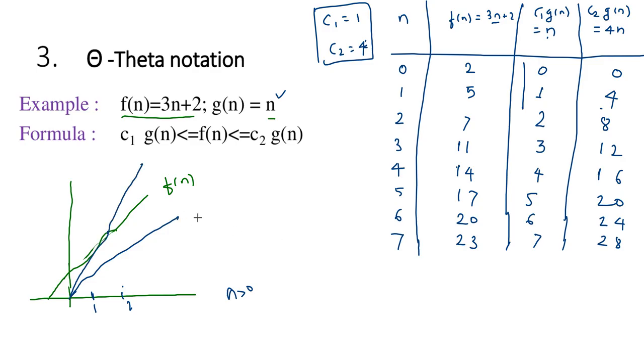So now you can see that this is our c1 into g of n, which is equal to n. What is f of n? 3n plus 2. And this is c2 into g of n, which is equal to 4n. Now we can see that after n equal to some value, ranging between 1 and 2, f of n is less than 4n and greater than n. So f of n is staying between these two values, c1 into g of n and c2 into g of n. So this is our theta notation.